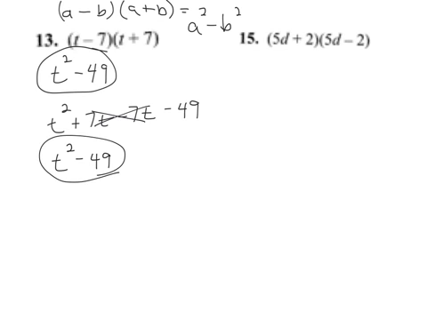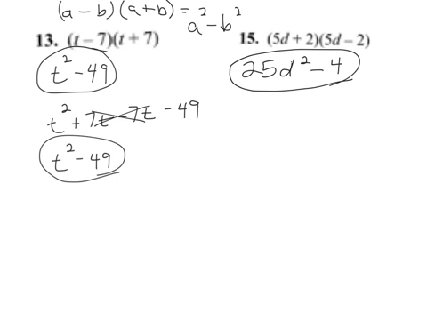Number 15 is another example of what we just did, and I can identify that because one is plus and one is minus. So a squared would be 25d squared minus 2 squared, which is 4. So very easy if you can remember the special product properties.